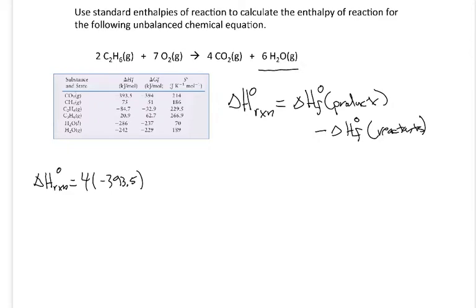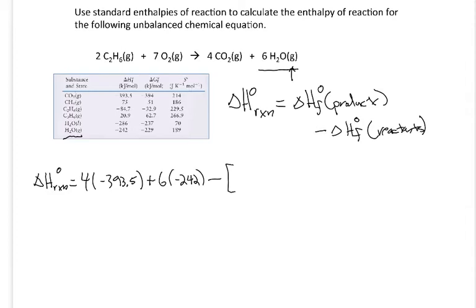Now I have to be careful in that I look at the states of the reactions. Here the water is being formed as a gas. So when I look at my table, I want to take the gas, not the liquid. So I'll add to the carbon dioxide 6 times the enthalpy of formation of water. And then finally, I'll subtract the sum of the reactants.